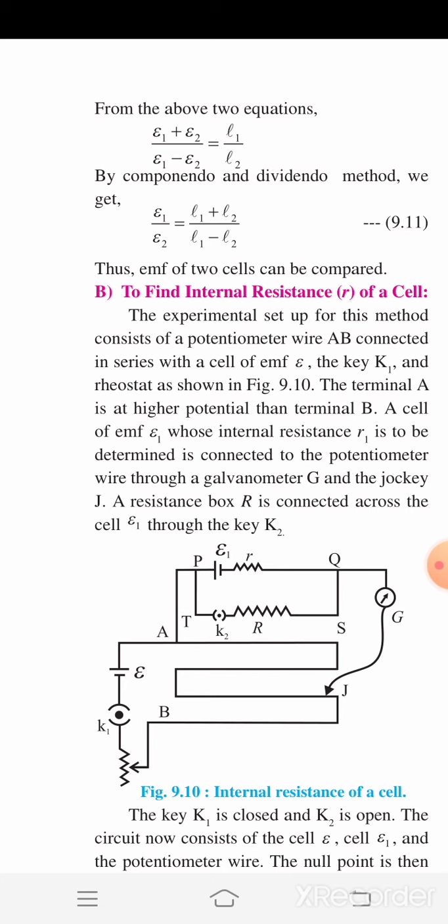So students, in this video we studied one of the uses of the potentiometer, that is the comparison of EMF of two cells using the first method, that is the individual cell method, and the second method, that is the sum and difference method. In the next video, we will see the next use of the potentiometer.